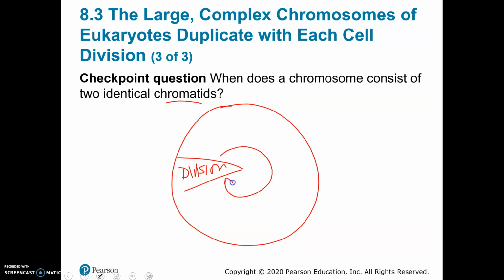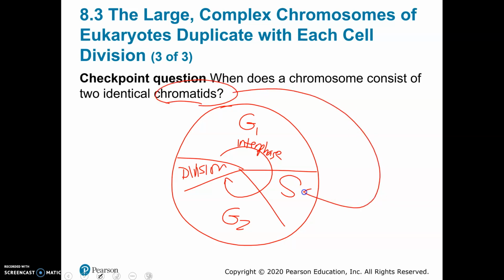And all of this is called interphase. This is when the cell is not dividing. And it turns out that it is subdivided into three phases, G1, S, and G2. And so to answer this checkpoint question, when we're about to talk about this, the cell would have chromatids here. S stands for synthesis, and this is when the chromatids would form.